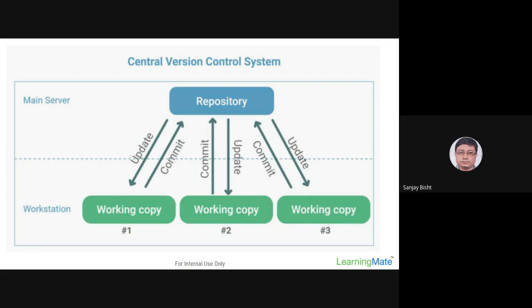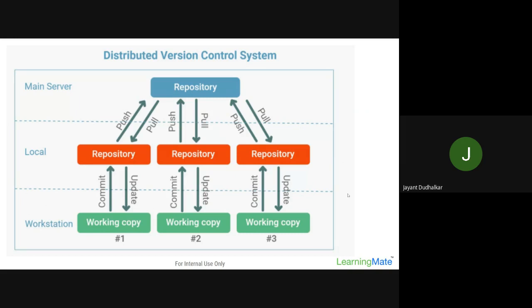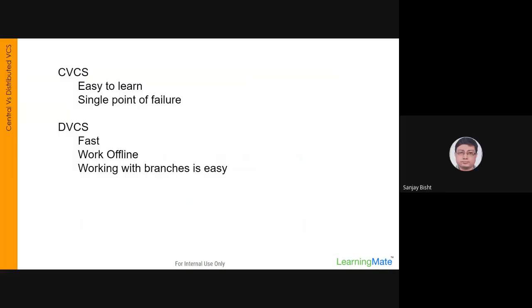Anyone? Any guesses why the distributed version control system is faster to work with as compared to the central version control system? Yeah, systems work fine in offline mode, and it is faster than CVS. Yes, exactly.